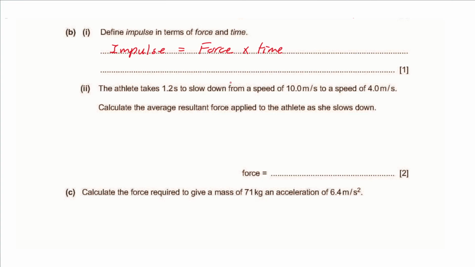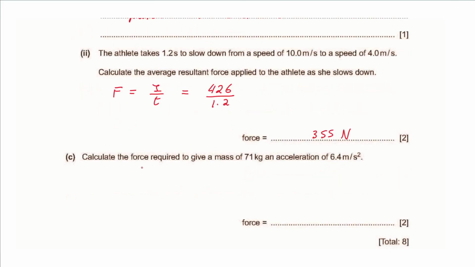I says the athlete takes 1.2 seconds to slow down from a speed of 10.0 meters per second to a speed of 4.0 meters per second. To calculate the average resultant force applied to the athlete as she slows down, we can use the equation force is equal to the impulse divided by time, or change in momentum divided by time. And we already have the change in momentum, 426, and we divide that by 1.2 to get an answer of 355 newtons.